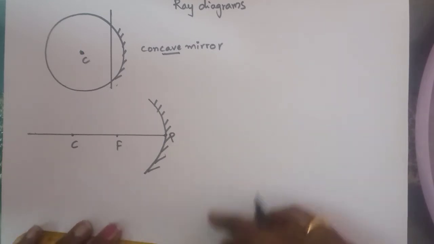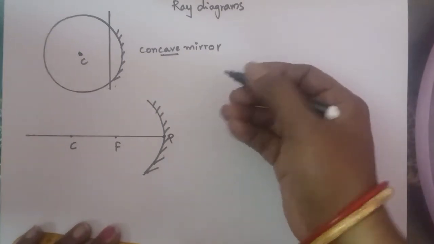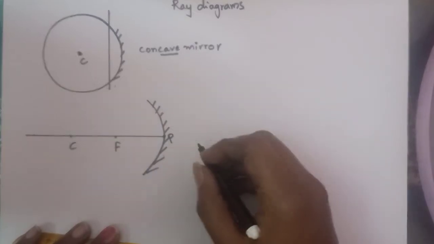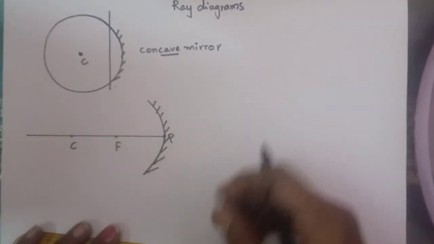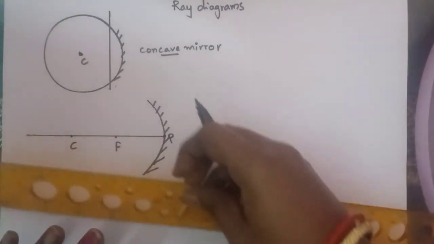Then we need to follow 4 rules to draw any ray diagram. Of those, 3 are very important.